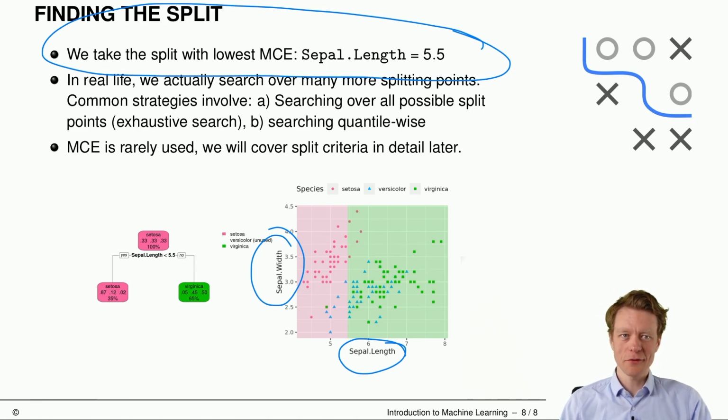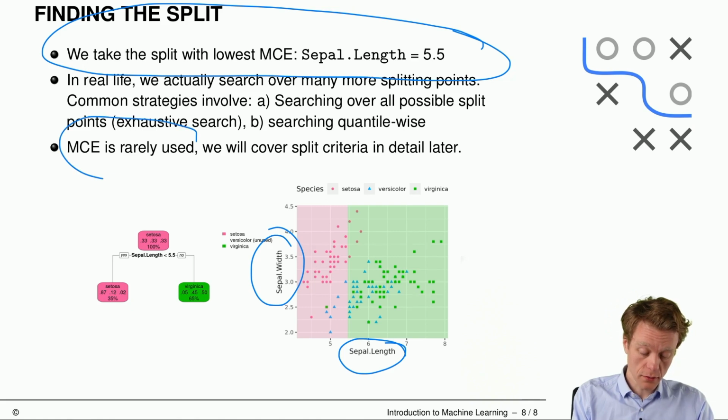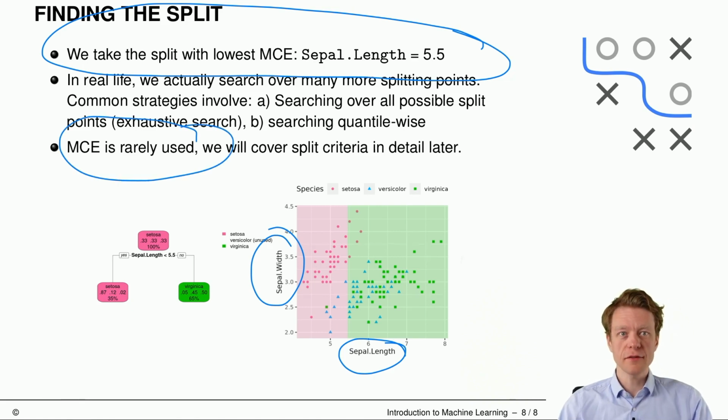or 0.002. And one last notion: I explained to you now how to use the misclassification error for finding the optimal split. This is usually not used in practice, and we will cover other split criteria in detail very soon. But for pedagogical reasons, we think it's best to explain with the MCE, even if we wouldn't perhaps use this in practice.